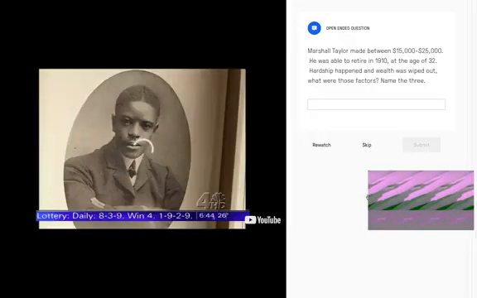So Marshall Taylor made between $15,000 and $25,000. He was able to retire in 1910 at the age of 32. Imagine retiring at the age of 32.